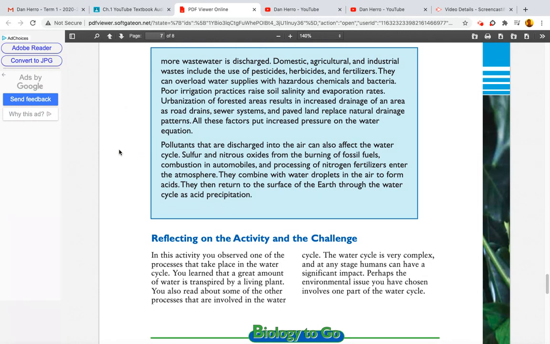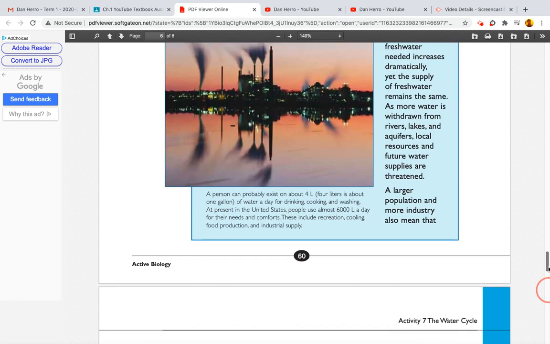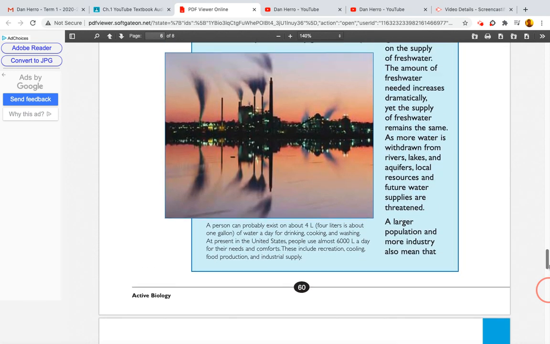Pollutants that are discharged into the air can also affect the water cycle. Sulfur and nitrous oxides from the burning of fossil fuels, combustion in automobiles, and processing of nitrogen fertilizers enter the atmosphere. They combine with water droplets in the air to form acids. They then return to the surface of the Earth through the water cycle as acid precipitation, which is also called acid rain. And then if you scroll up, there's a caption I wanted to read.